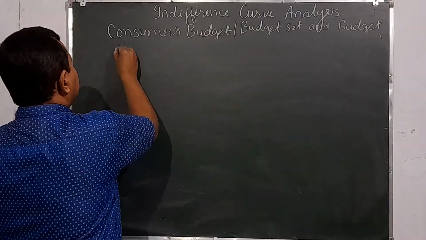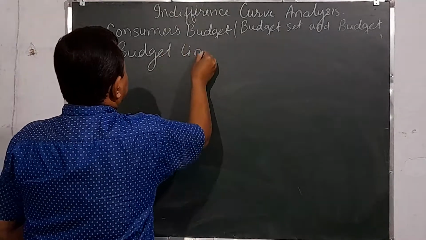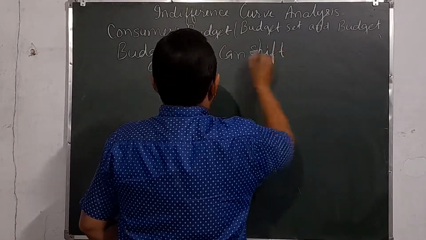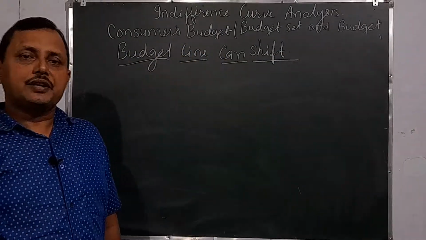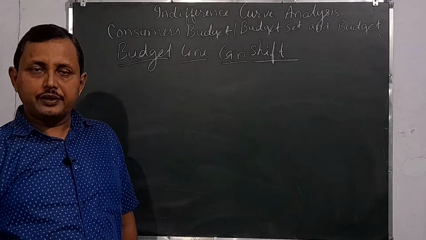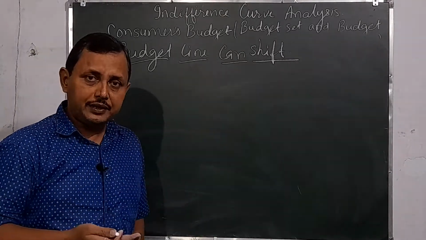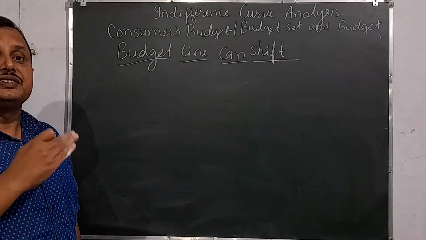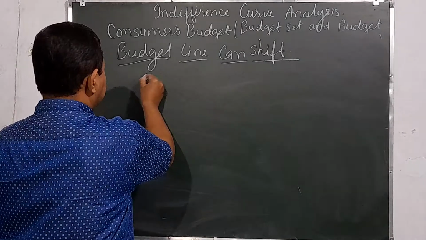Next we will see whether the budget line can shift. The question is, if any budget line is given for a consumer, can there be a shift in the budget line? Here we will see the conditions under which the budget line can shift forward or shift downwards.